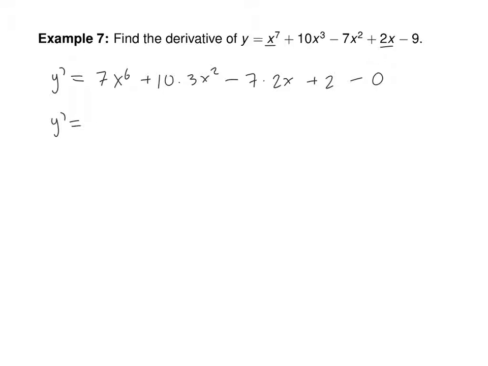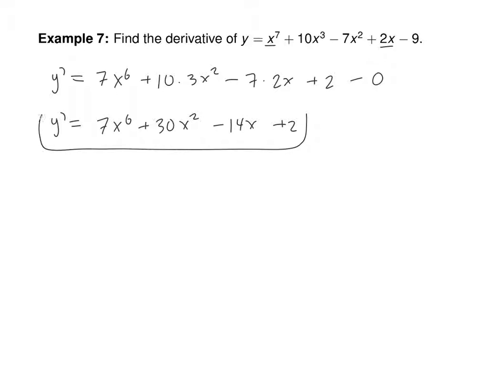So that's 7x to the 6th plus 30x squared minus 14x plus 2. You can totally do that in one step in your homework. Like, if you can do 10 times 3 in your head right away, no big deal.